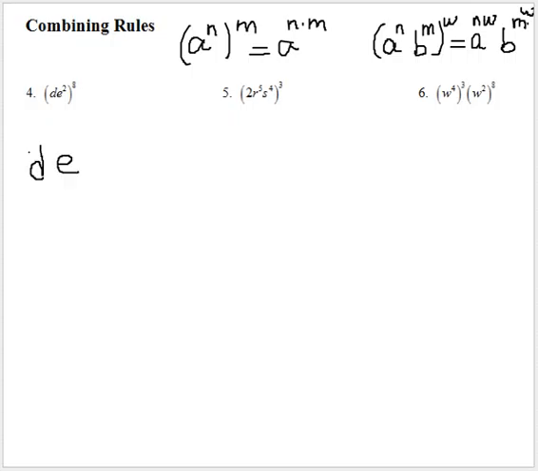Okay, so for the first one, we would have d to the power of something, e to the power of something. So let's start with d first. What would be the exponent for d, Cassandra? Remember, when there's nothing there, it's 1. So that would be d to the power of what?